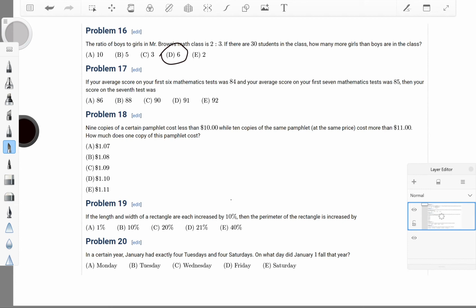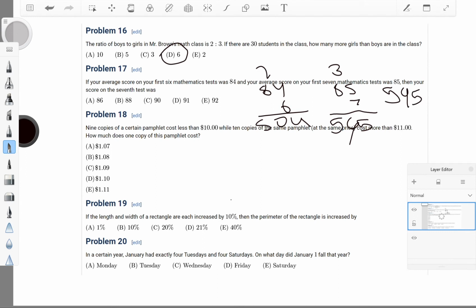So let's find the sum of your first 6 mathematics tests, and this will come in handy later. 84 times 6, and we're not allowed a calculator on this, do recall. 504. 7 mathematics tests was 85, so 7 times 85. This is a rather quick problem. 595 is what we had after the 7th test, and 504 is what we had before. So we subtract them to get the solution, and we get 91.